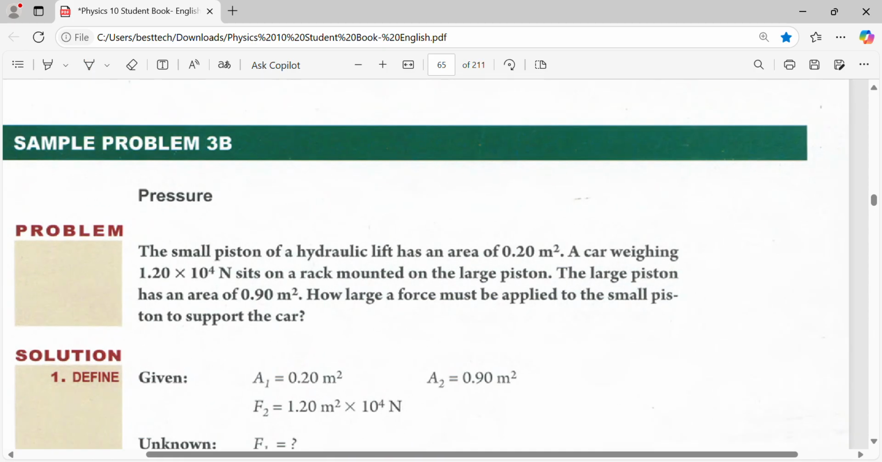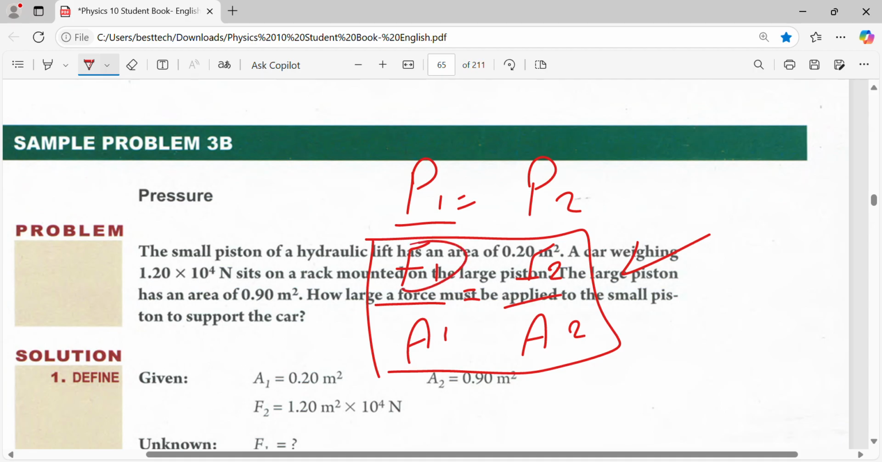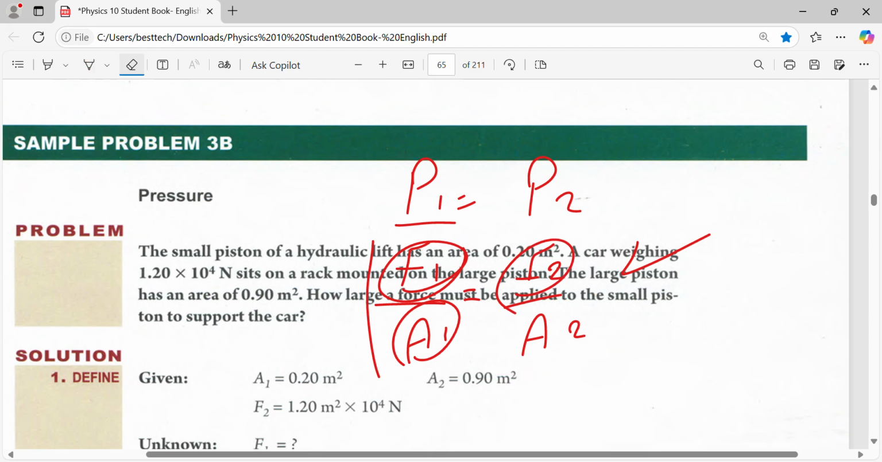Let me write it in here, it is better. For both sides, pressure 1 equals pressure 2. And pressure is equal to force over area. So pressure 1 is force 1 over area 1, equal to pressure 2, which is force 2 over area 2. Now we get this formula. Memorize this formula. This is the rule to find the area or force in each equation. There is a relation between the force that you apply on the first piston and the force on the second piston.